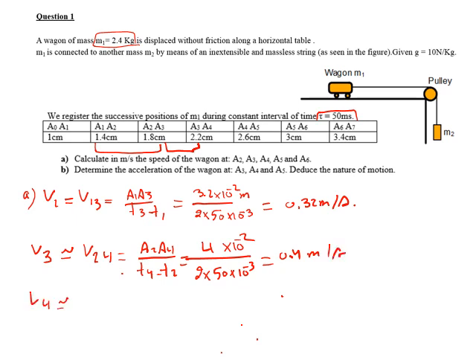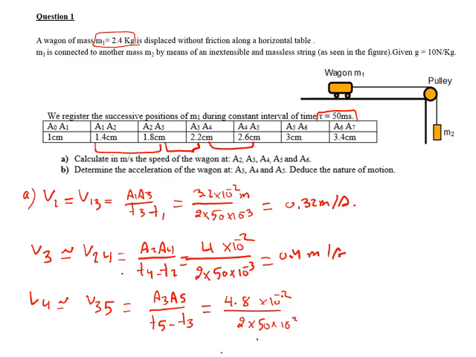V4, it is V35, equal to A3A5 over T5 minus T3, equal to A3A5, the distance from A3 to A5, 2.2 plus 2.6, it is 4.8 times 10 power minus 2 over 2 tau. 2 times 50 times 10 power minus 3 equals 0.48 meter per second.